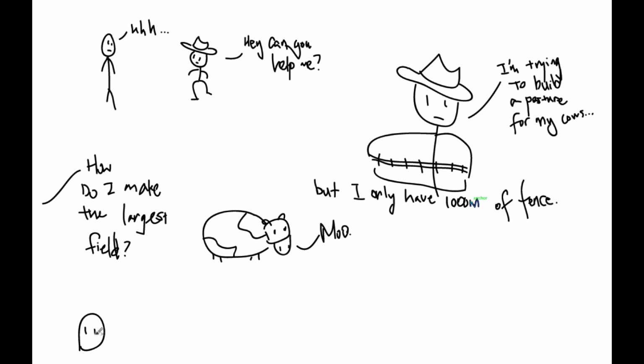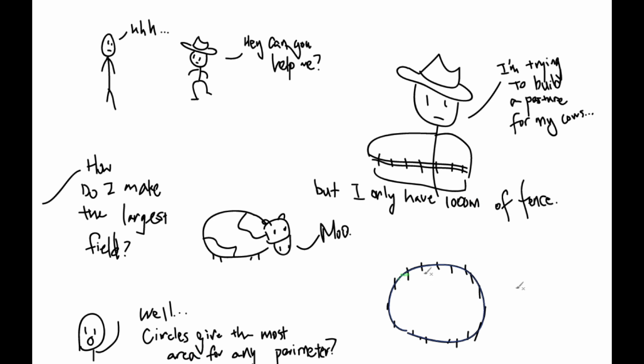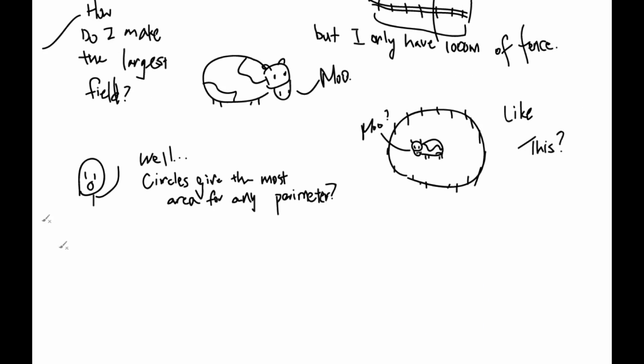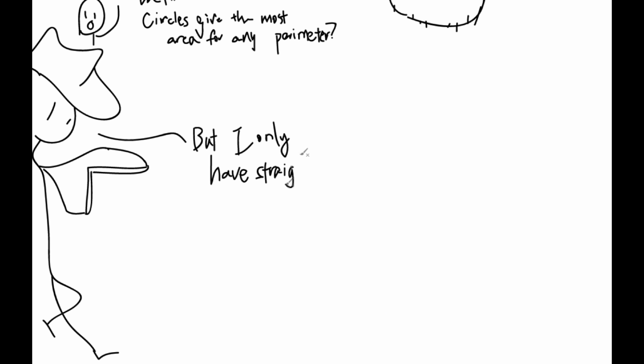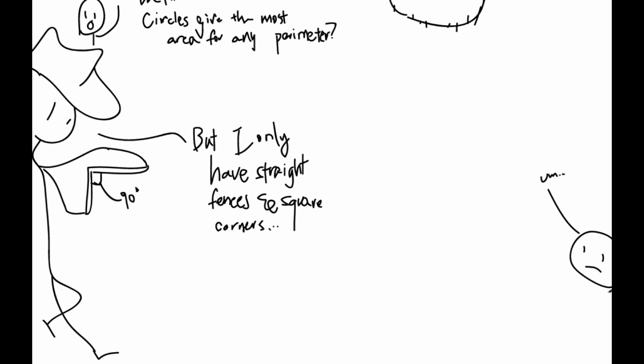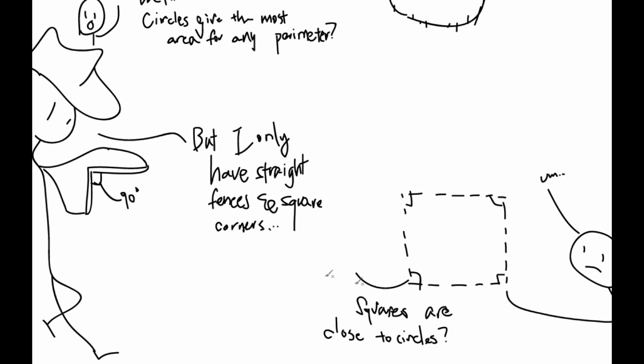When you think about it, you're like, "Okay, well, circles give the most area for any perimeter you have, so maybe you could build it like a circle." And he says, "Yeah, I guess so, but I only have straight fences and I only have square corners, so I can't really make a curved fence. I can't make it into a circle." And you think about it a bit more and you're like, "Okay, well, squares are pretty close to circles and they've got the straight sides and the right angles, so maybe you could make it like a square."